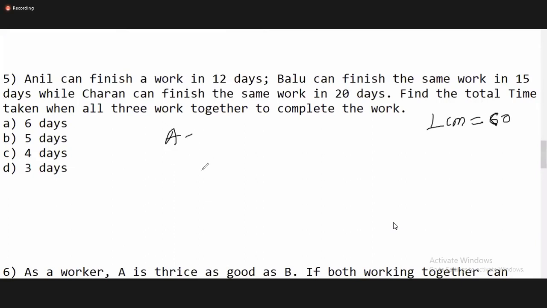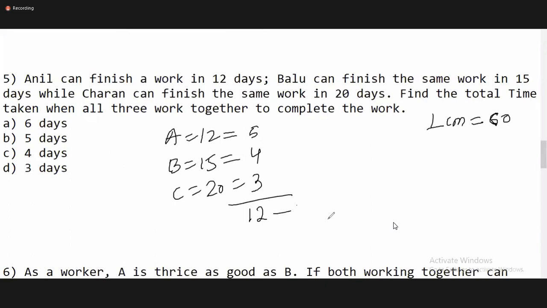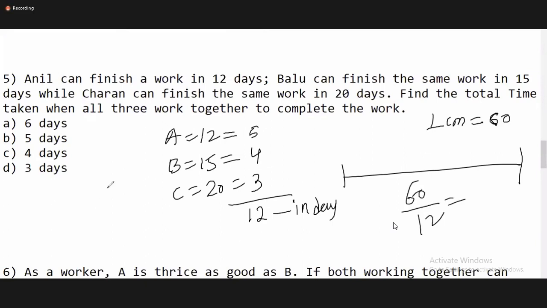So A is 12, B is 15, C is going to be 20. So in 12 days, he will eat 60 chocolates. So in 1 day, 5, 4, 3. So together, 12 chocolates in a day. So the total work is 60 units. Please understand the question carefully. If they are working together, so 60 by 12 only, no?